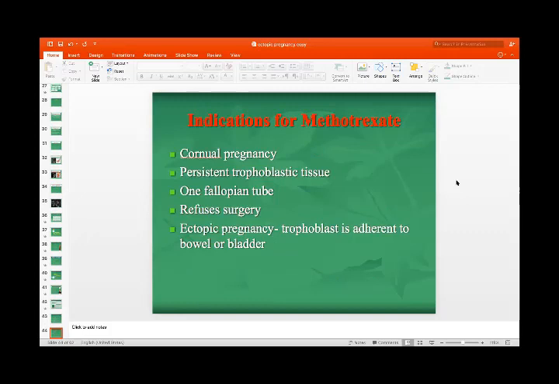So methotrexate is given if it fits the selection criteria, there is cervical pregnancy, or there is persistent trophoblastic tissue, or the patient has only one fallopian tube, or the patient refuses surgery, or ectopic gestation in which the trophoblast is adherent to the bowel or bladder. In case of abdominal pregnancy, in which the ectopic pregnancy is adherent to the bowel or bladder.